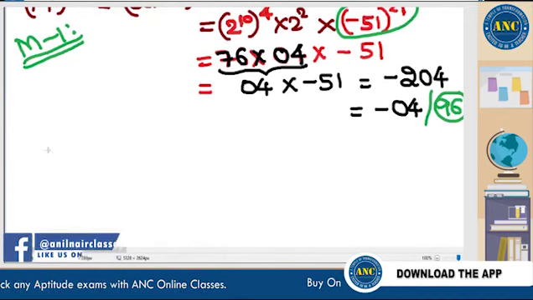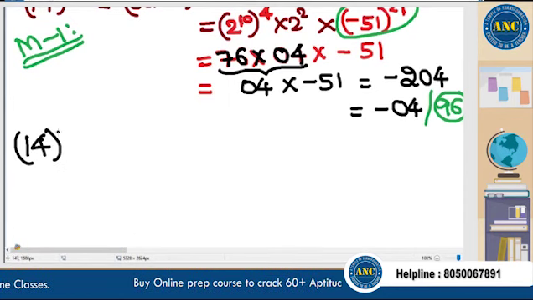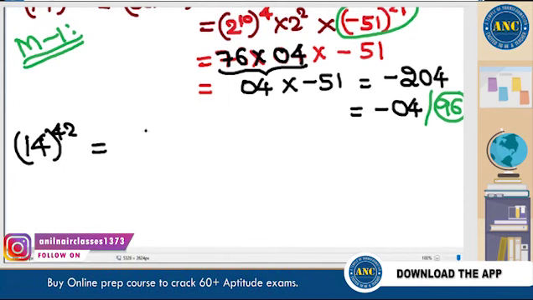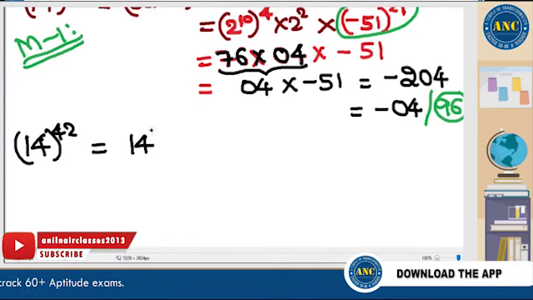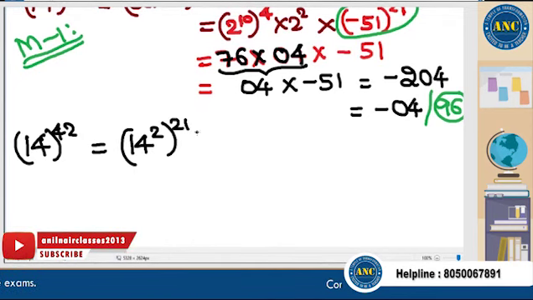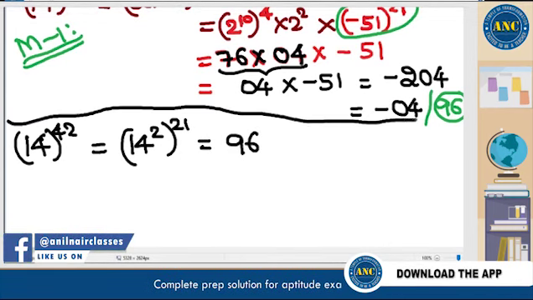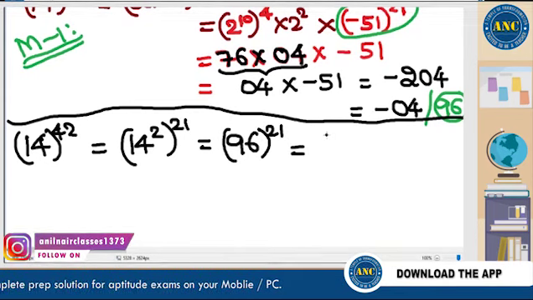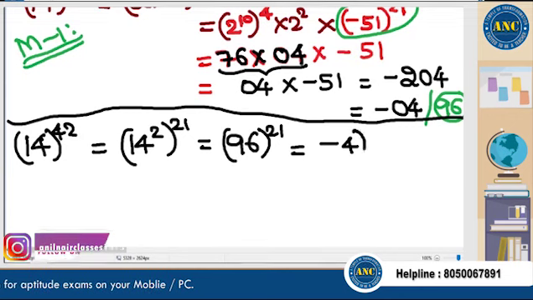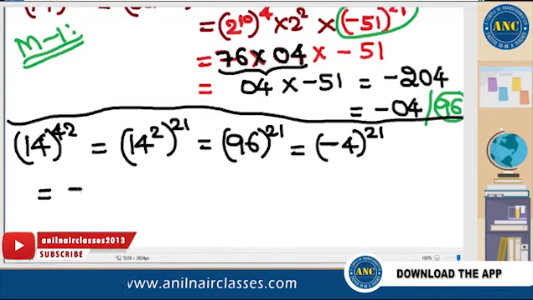Method 2. 14 power 42 is the question. Instead of using that x square concept after some steps, let me use it in this step itself. 14 square power 21. 14 square is 196. Last two digits is 96. 96 power 21. 96 negative remainder is minus 4. Minus 4 power 21. Negative number to the power of odd number is negative.